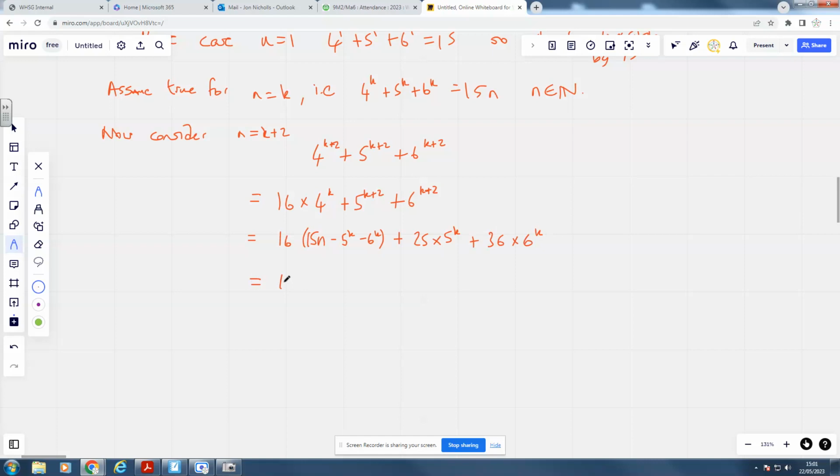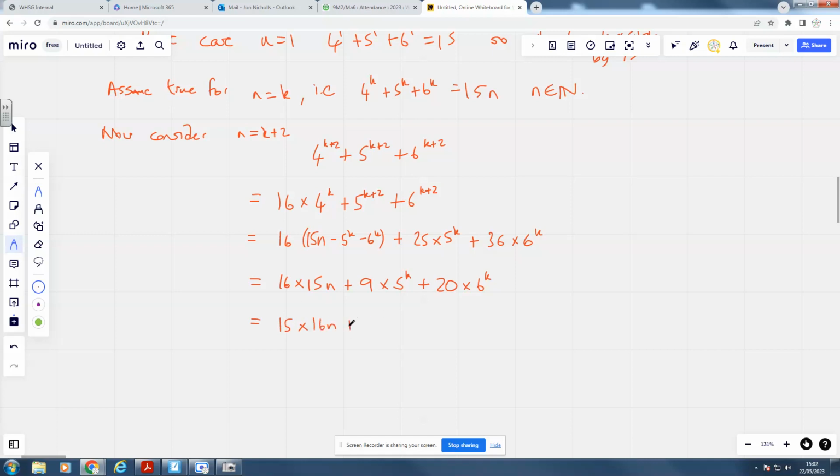And now it's just a case of keeping it grouped, basically. So minus 16 5 to the k's, but plus 25 5 to the k's, that's 9 5 to the k's, yeah? Okay, that's good. And then here we've got minus 16 plus 36, well, that's 20 times 6 to the k, yeah? Now, this isn't, on the face of it, obviously divisible by 15 until you consider the prime factor decomposition, yeah?